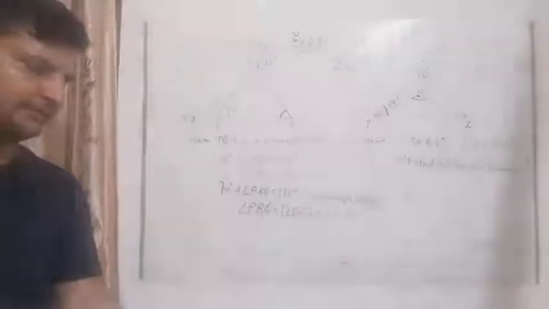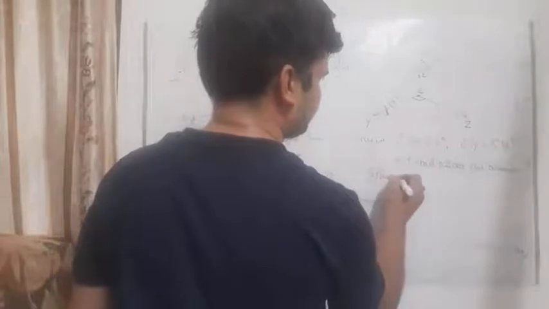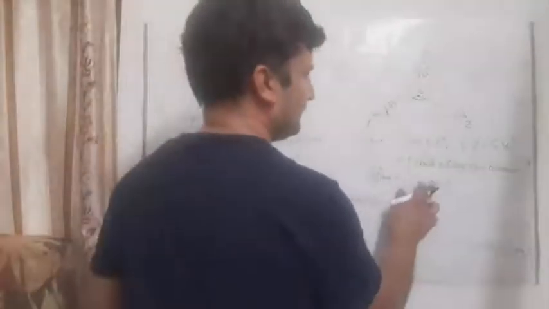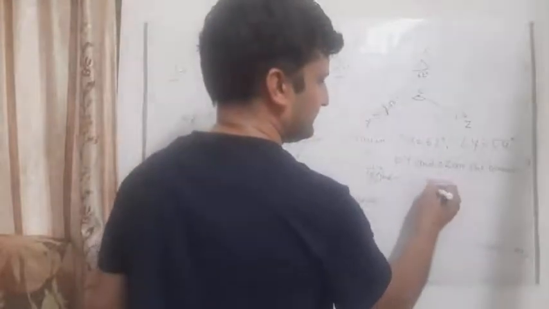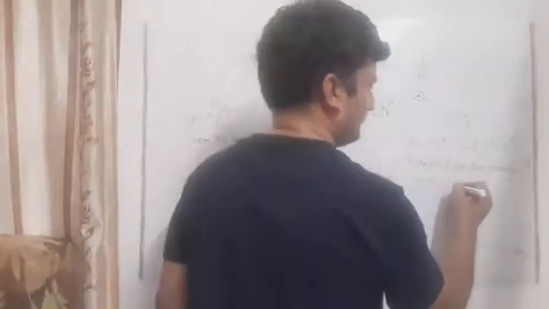So what we have to do now? We have to find angle YZO and angle YOZ. Both angles are the same, so we can say that angle OZY and angle YOZ. So students, how can we solve this?